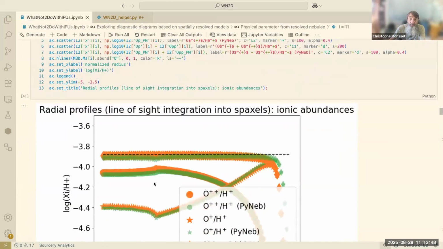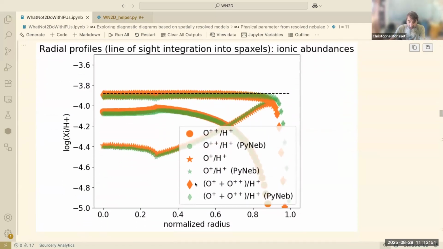The same with the ionic abundances. So the stars here are the O+ over H. In the central part, it's quite low, and then it's increasing outward. And the dots are the O++ here, okay? And the sum is the diamonds here. So we are recovering the O+ plus O++ over H+ using PyNeb, and the black dashed line is the actual value of O over H. So that's quite fine. We can recover it using the direct method, determining the temperature.